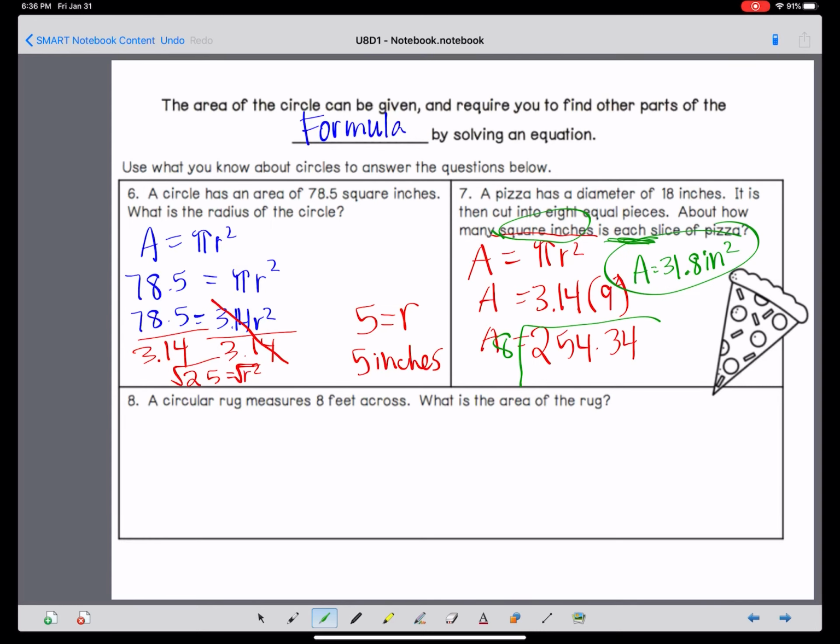All right, question number 8. A circular rug measures 8 feet across. What's the area of the rug? Let's highlight what we're looking for. Area, and I know my equation is area is equal to pi times my radius squared. And that means that area is equal to 3.14 times 4 squared. I got 4 because the diameter is 8, so my radius is just half of 8. And I squared it because my equation told me to. And if you type all that in for the area, you'll get 50.24 feet squared. And that is your answer.